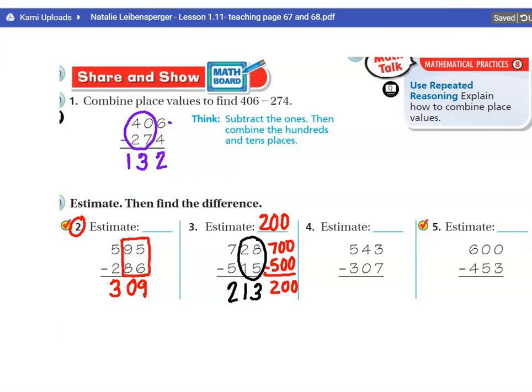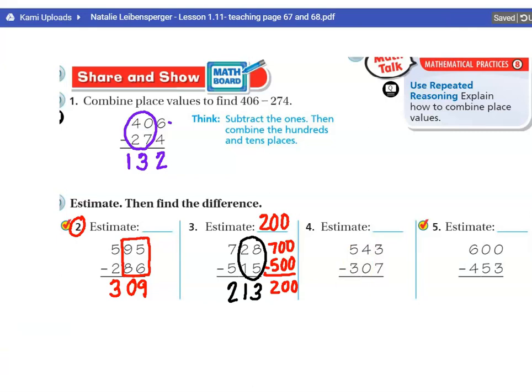Okay, let's try our next one, number 4. For number 4, I think I'm going to use my traditional place value method for this because I'm noticing 43 and 7 aren't easily subtracted. But maybe I could, you know what, maybe I could try 54 minus 30. But what I notice about that is when I have that, I can't subtract 3 minus 7 there. So I'm going to do my traditional place value for this one.